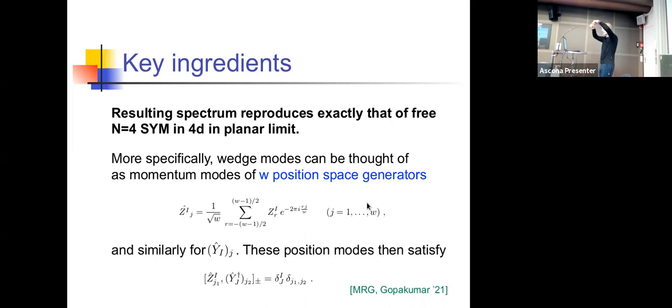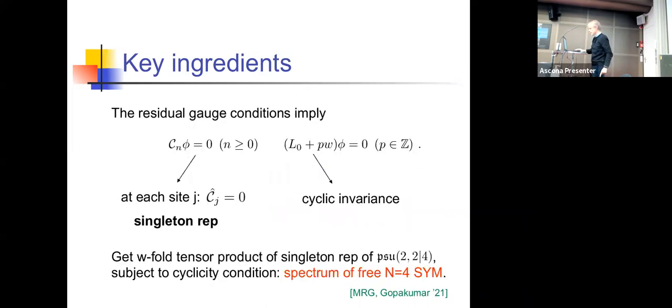So it starts to look like a spin chain with W many sites. Then at each site of this spin chain, you have the generators Z_i and Y_j at each separate position. And at each position, they satisfy the usual algebra. If they sit at separate positions, they commute with one another. And then this residual gauge condition, you can convince yourself, is equivalent to imposing the corresponding localized C condition at each of the sites. And then by the usual oscillator construction, you have at each site a singleton representation of PSU(2,2|4).